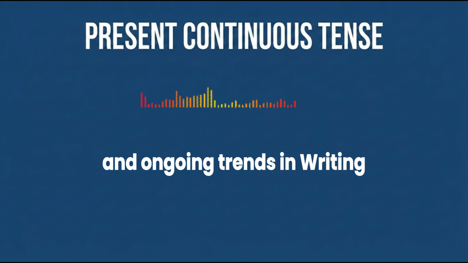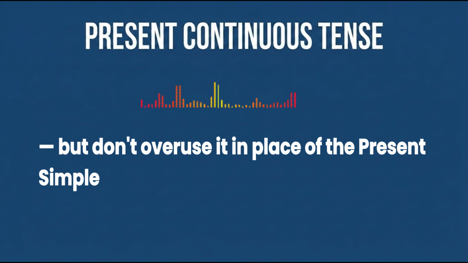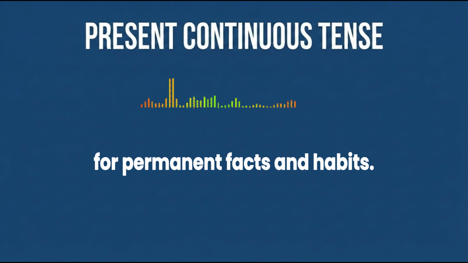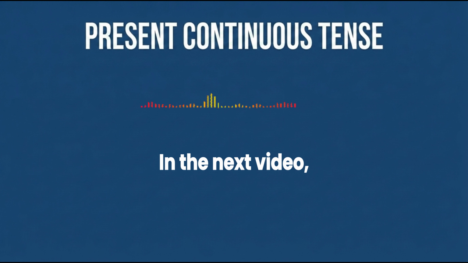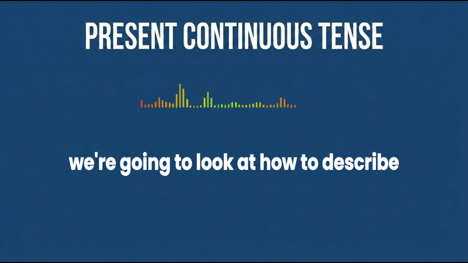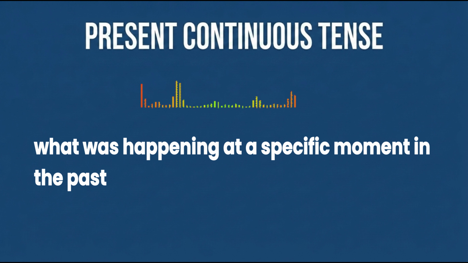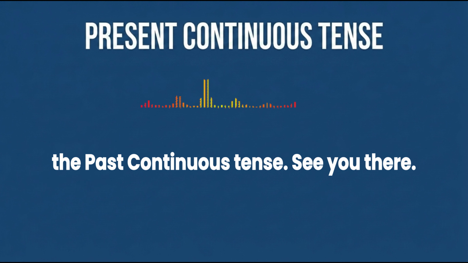1, and ongoing trends in writing. But don't overuse it in place of the present simple for permanent facts and habits. In the next video, we're going to look at how to describe what was happening at a specific moment in the past continuous tense.